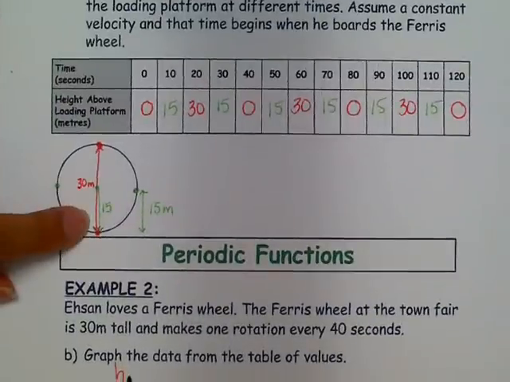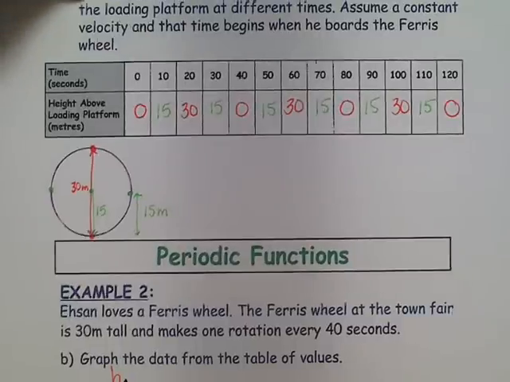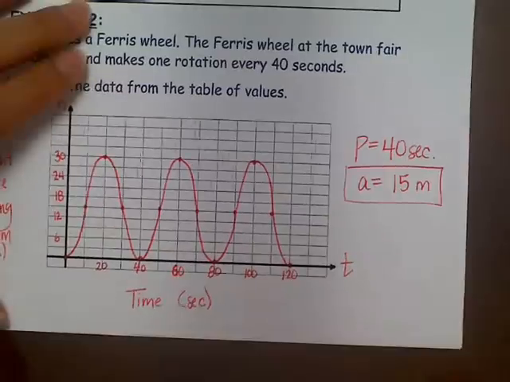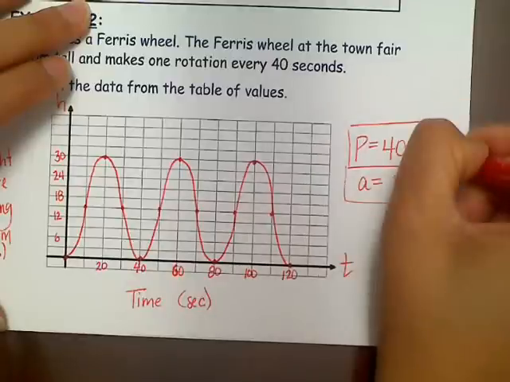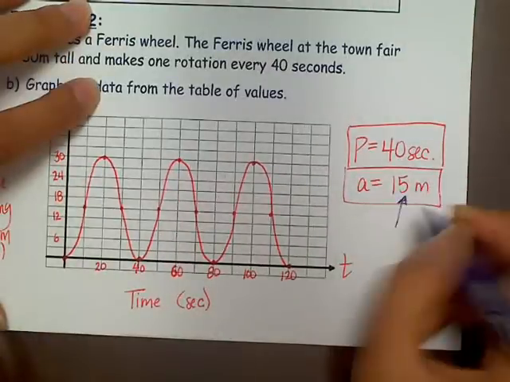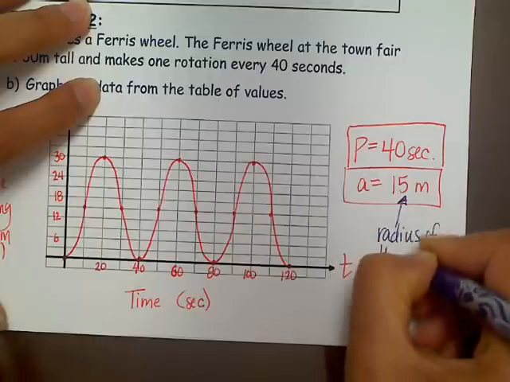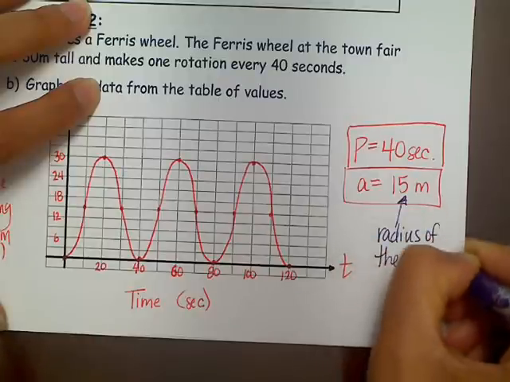And what does that actually represent? Well, where else did we see 15 meters? Oh yeah, on the Ferris wheel, the actual radius of the Ferris wheel is 15 meters. And so that'll always end up being true when you are looking at the amplitude and you have a Ferris wheel type of question. The amplitude always ends up being the radius of the Ferris wheel.